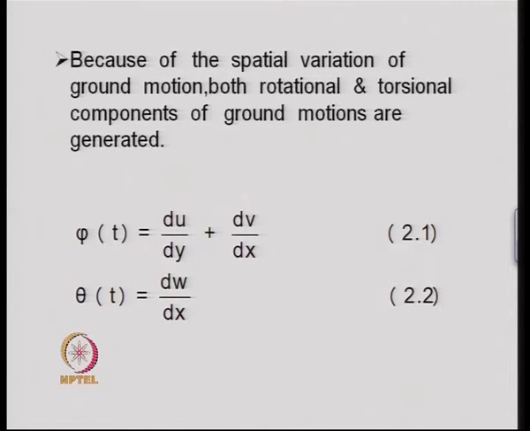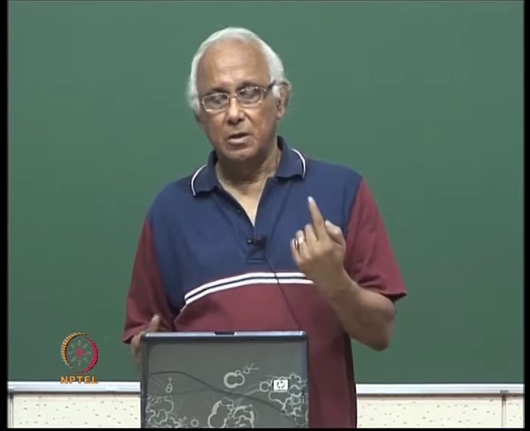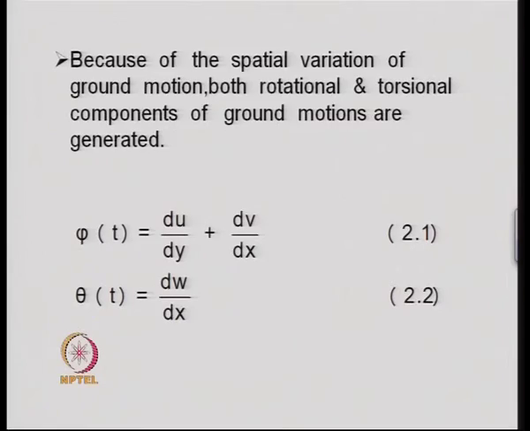Similarly, if we consider two vertical ground motions which have a time lag, then this will induce a rotation in this direction. This is shown in equation 2.2. Therefore, we have three components of ground motion, two horizontal and a vertical, plus a torsional ground motion about a vertical axis and a rotational ground motion in the direction of the wave propagation.